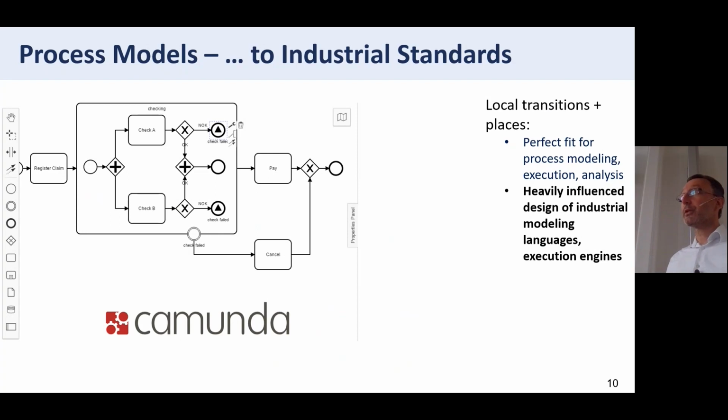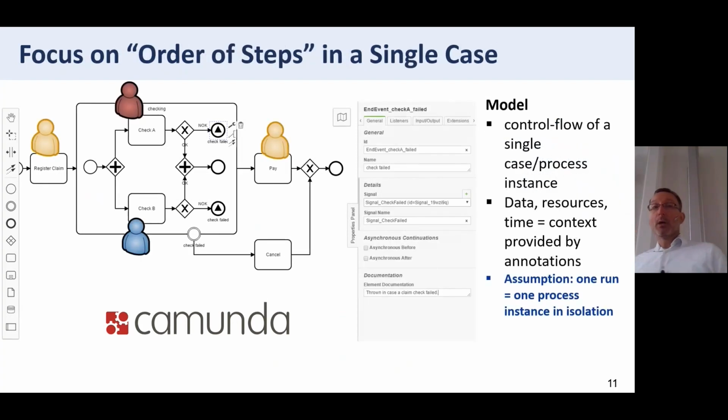So the research that came from Petri nets heavily influenced the industrial modeling languages and also the execution engines as they work. We even can annotate data, who's supposed to work on certain tasks. But there's one inherent assumption in all these things, in these models, in these engines. One process instance is executed in isolation.